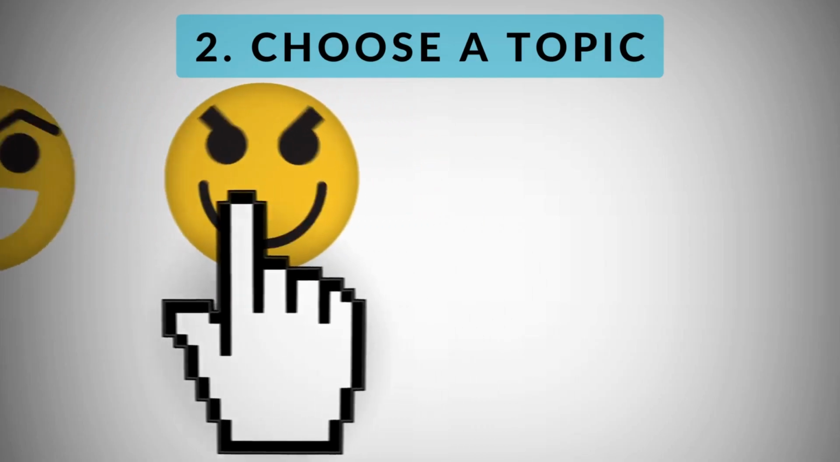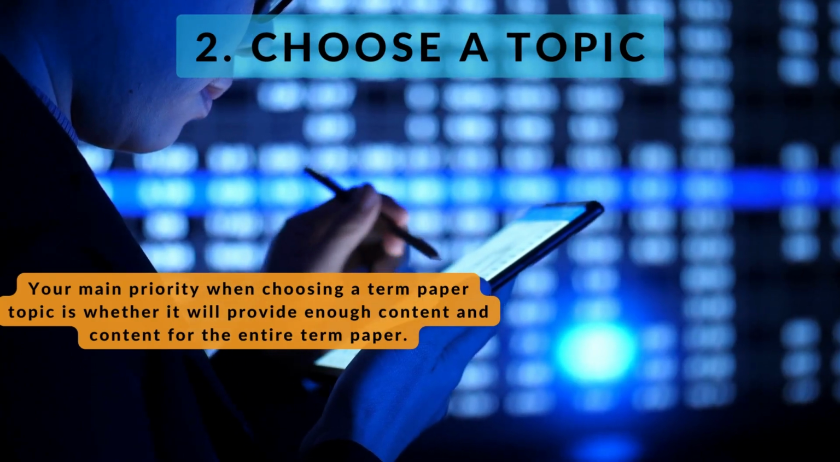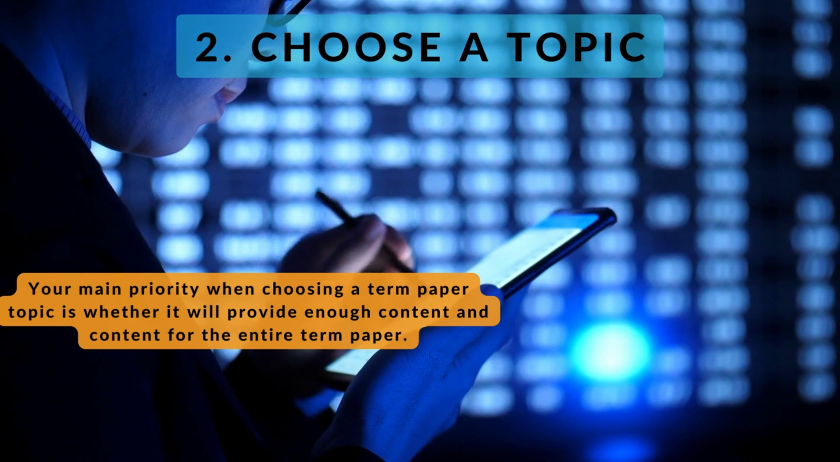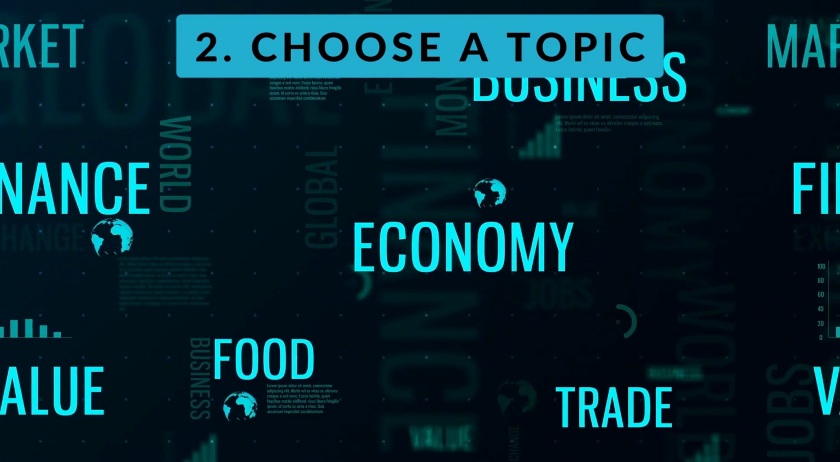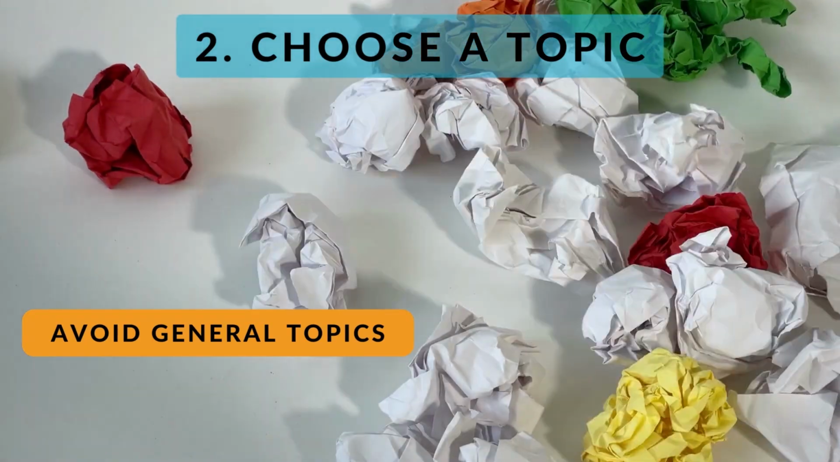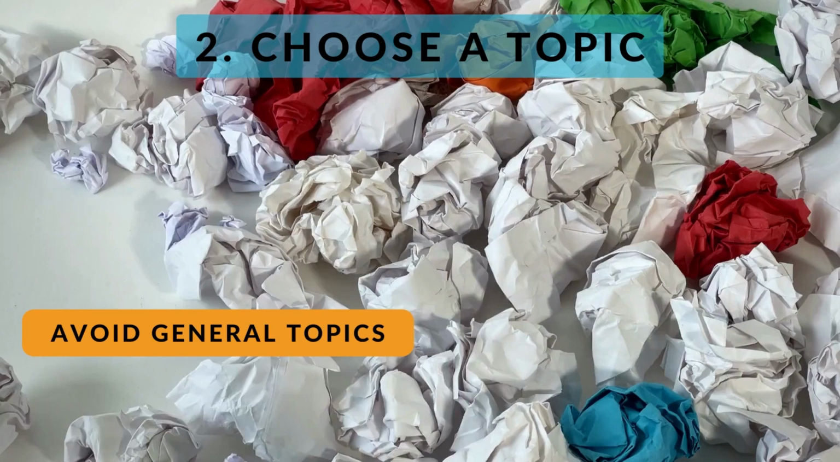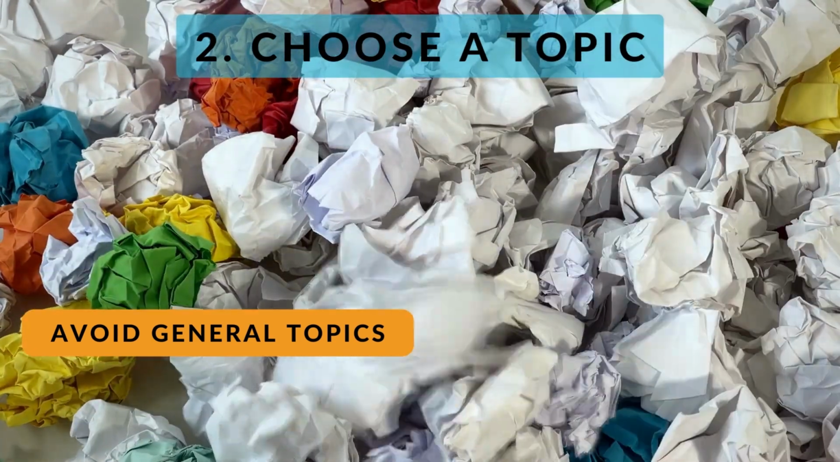Choose a topic. Your main priority when choosing a research paper topic is whether it will provide enough content for the entire research paper. It would help to choose a topic with enough data and complexity for rich discussion. However, it would be best to avoid general topics and instead stick to specific topics to cover all the relevant information without cutting too much.